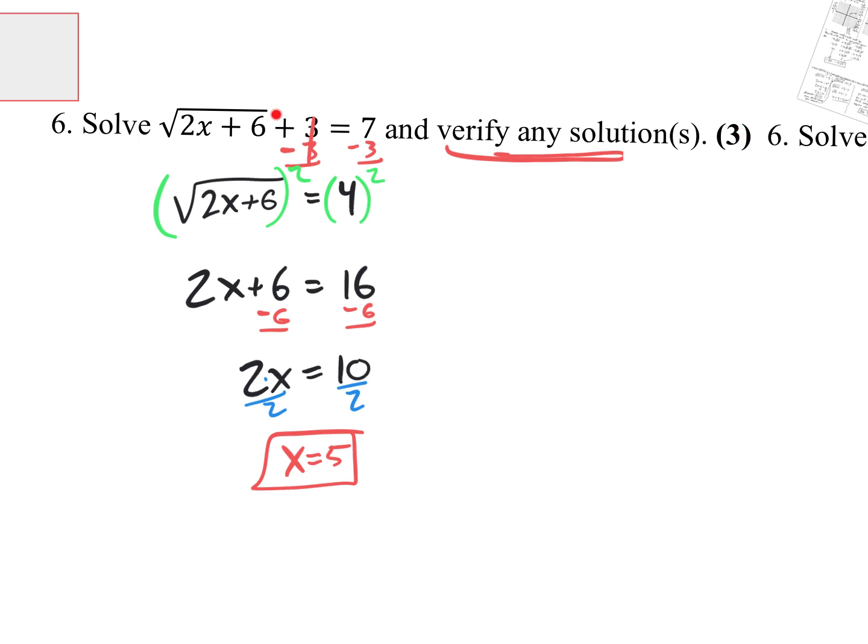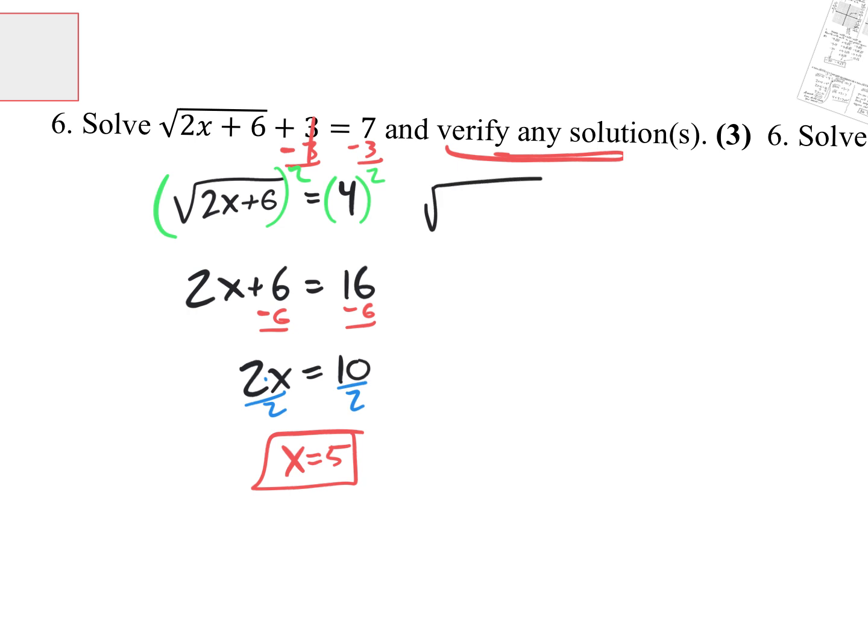So maybe 1 point for understanding that you have to isolate it and do the math. And maybe you only get 1 point because you made a mistake. But maybe you get 2 points. But then you got to double check your answer. That's where you get the 3rd point. So verify your answer. We're going to go back to the original.